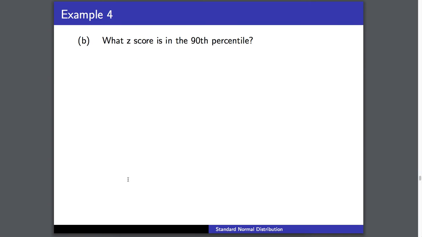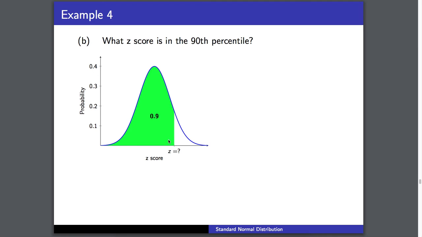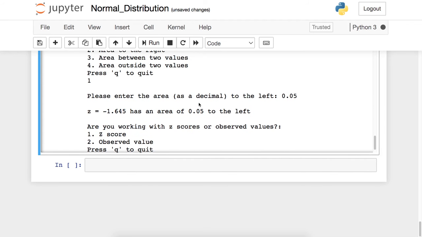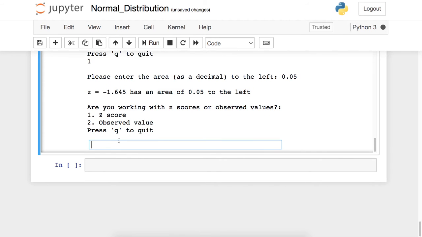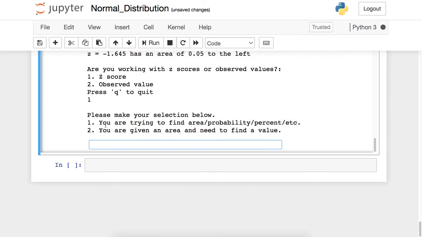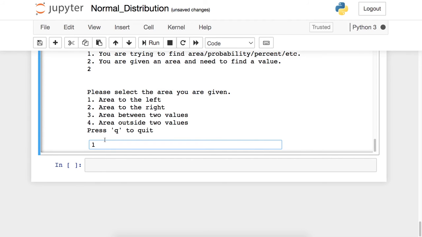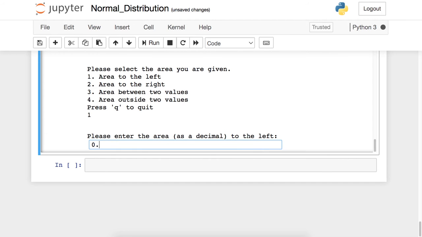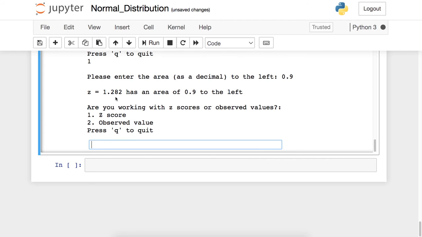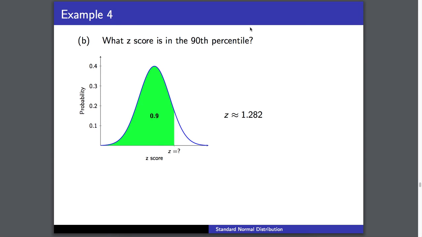All right, what z-score is in the 90th percentile? In other words, 90% of all the values would be below that particular z-score value. So this time we're going to enter in the area to the left that's 0.9 instead of the 0.05 here. So let's go z-scores. We're working with z-scores. We're given the area, so option 2 here, and it's area to the left, so option 1. And then what is that area? Well, we said it was 0.9, or 90th percentile as a decimal, 0.9. And we get z equals 1.282. So a z-score of about 1.282 is in the 90th percentile.